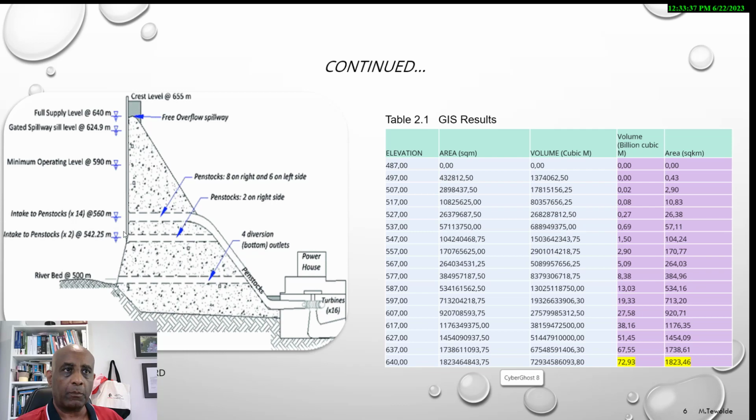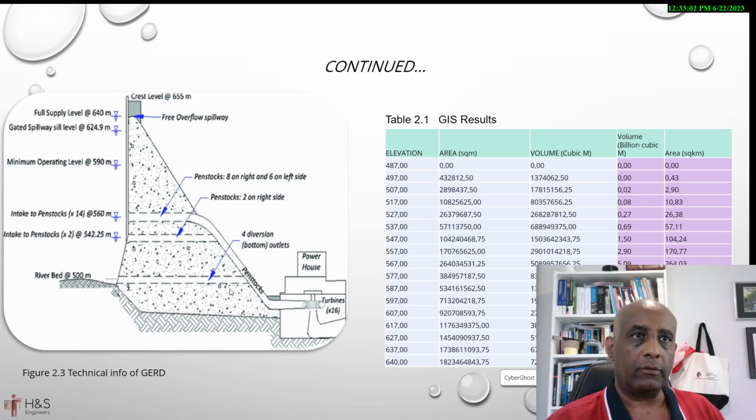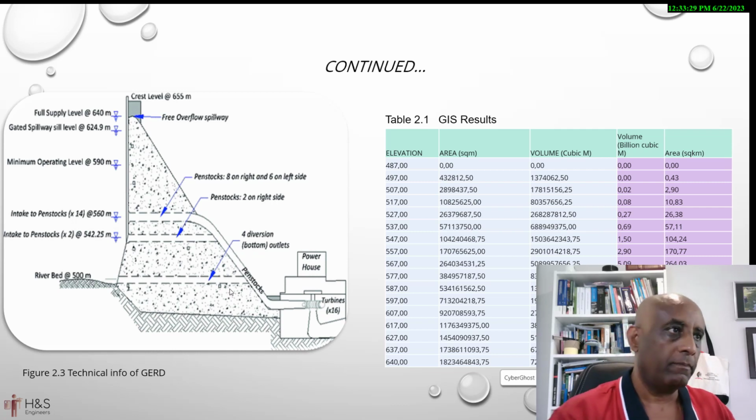constructing even. So you have to release the water. At least 20% of the water must be released. Actually, this bottom outlets also used to flush the sediment in the future, but now you can use it just simply to release 20% of water to the downstream user.